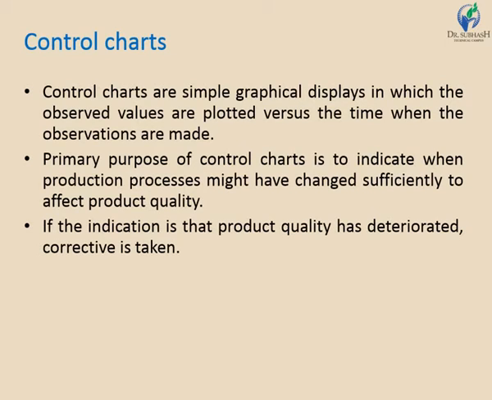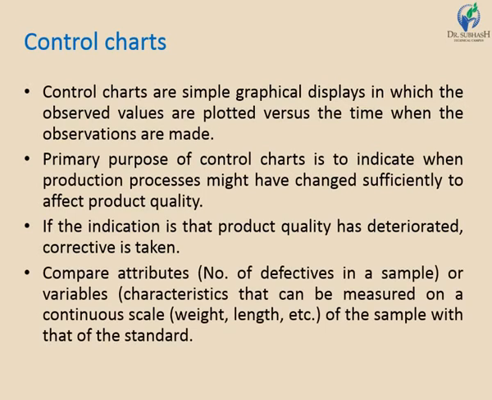If the indication is that product quality has deteriorated, corrective action is taken. So with the help of this control chart, if the production process has been producing poor quality products, then corrective actions must be taken. It gives you an indication that you must take some corrective actions to improve the quality of the product.